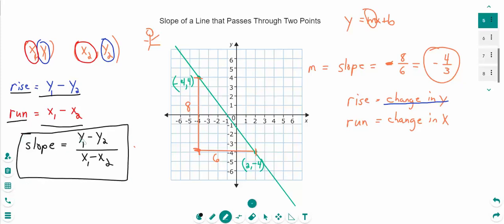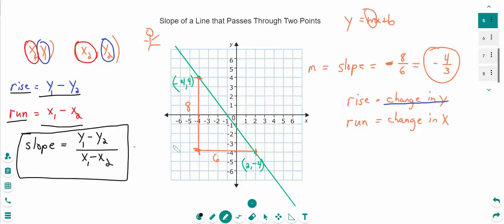All right? The formula to find the slope given 2 points is simply the first y minus the second y over the first x minus the second x. And that'll give us the slope. And to show how that would work here, let's try this formula out and see if it works.